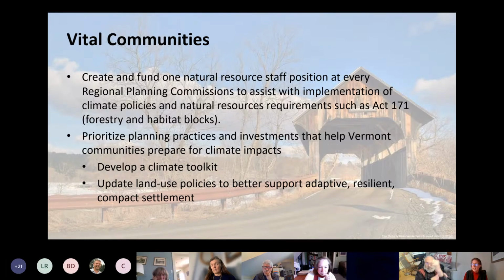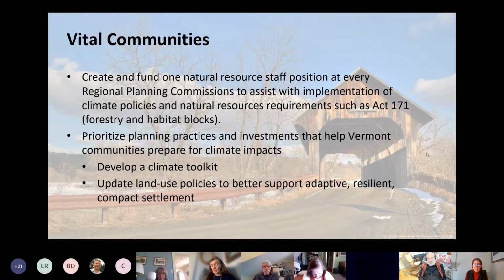The first was creating and funding a natural resource staff person at regional planning commissions to help implement climate policies and natural resource requirements of Act 171. And the second is to prioritize planning practices and investments that help Vermont communities broadly prepare for the impacts of climate change. There are a number of solutions included in there. The first was around developing a climate toolkit that will connect municipalities with technical assistance, tools, and resources to help them with climate planning, as well as helping update land use policies to better support adaptive, resilient, compact settlement.